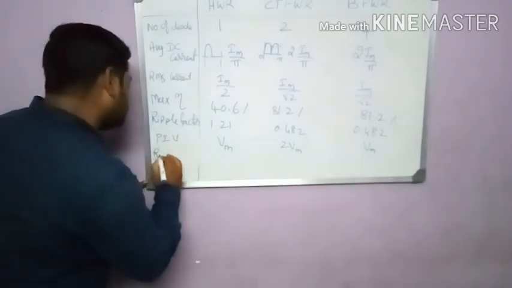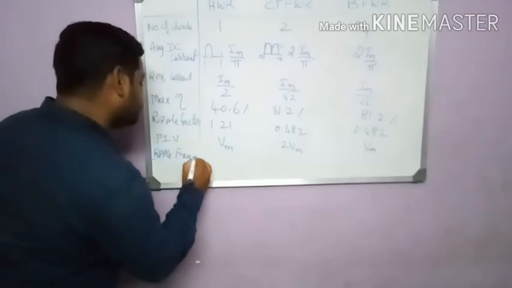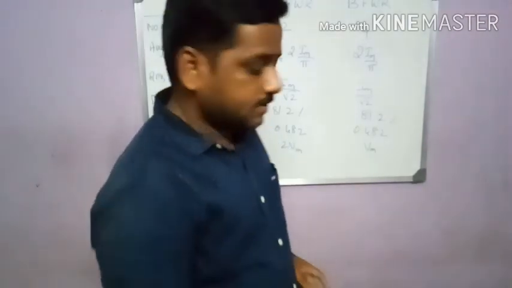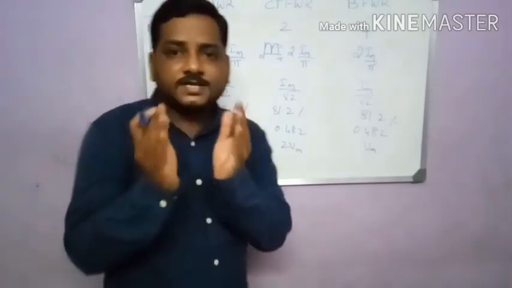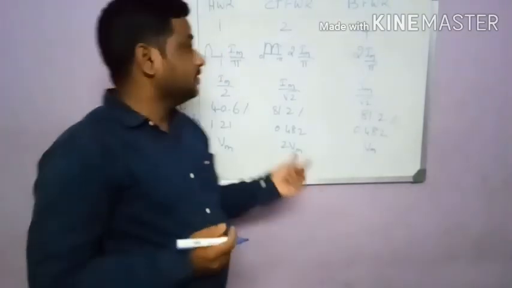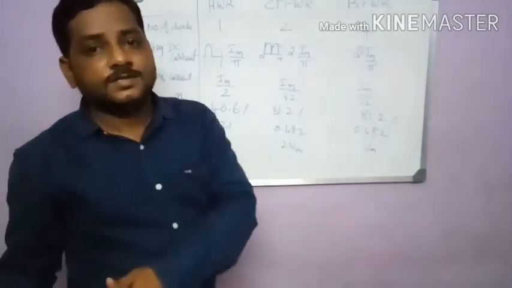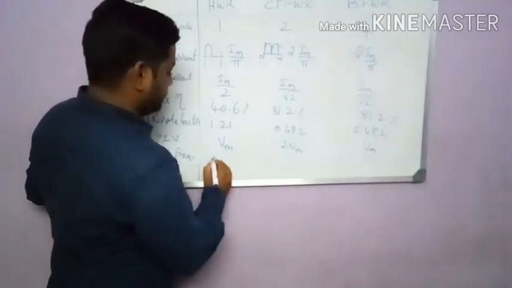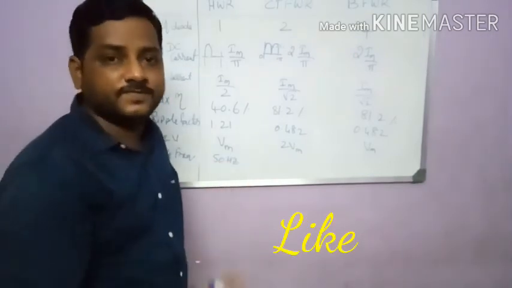Then the ripple frequency. Let's see the ripple frequency. Ripple frequency is nothing but whatever the frequency means, number of cycles per second. Frequency is nothing but cycles per second. Okay, so ripple frequency is nothing but whatever the input frequency we have, that will be the same for half-wave rectifier, 50 hertz. If input is 50 hertz, out ripple frequency will also be 50 hertz.